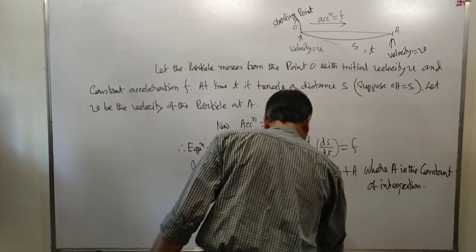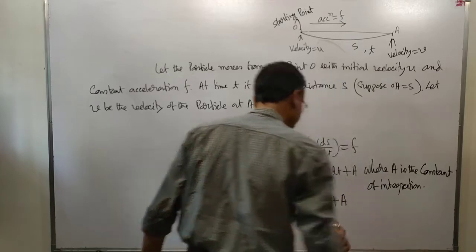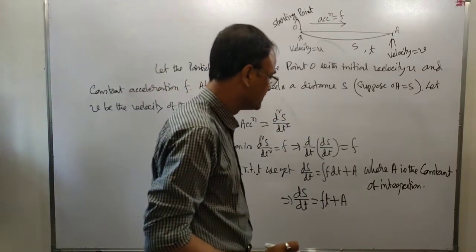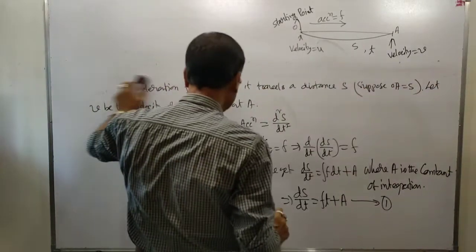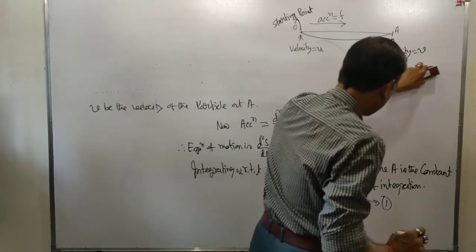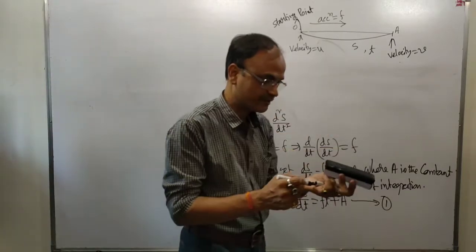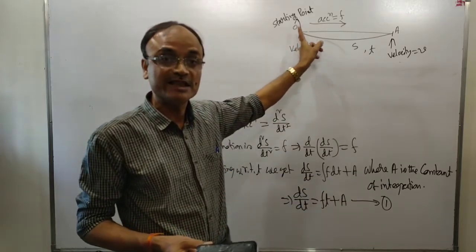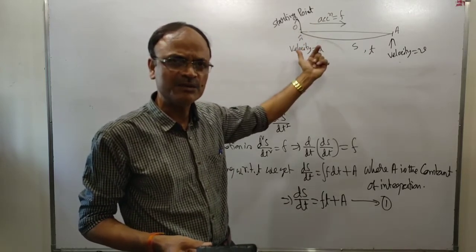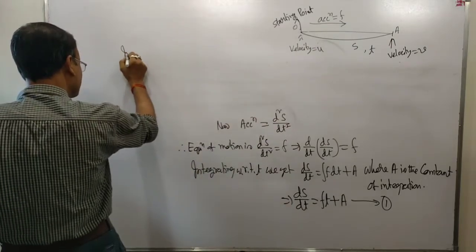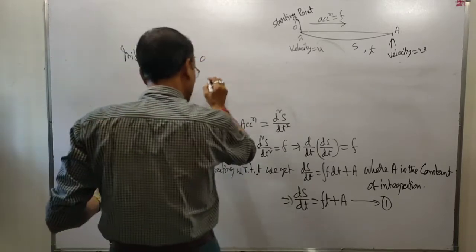This means ds by dt equal to ft plus A. Suppose this is number 1. The constant of integration can be obtained by using the initial condition. Initially, when the particle is at O, then the velocity of the particle was u at time t equal to 0.